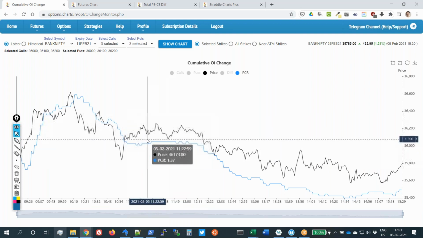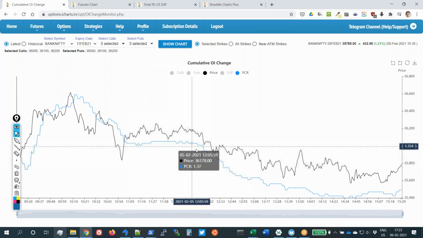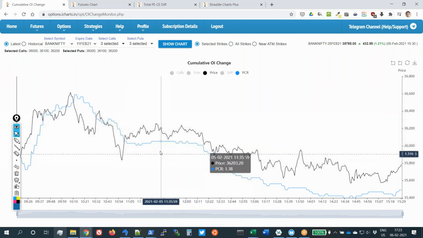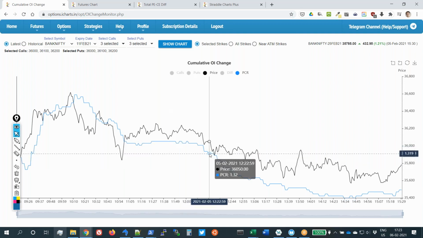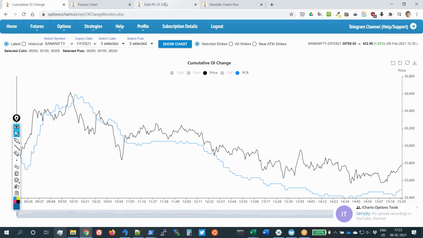So it is flat, and then it continues down. Once it breaks down, this blue line breaks down again below. The PCR trend turning down is nothing but either put writers are unwinding, and/or call writers are building their position. So they are adding. So a lot of call short buildup has been happening. So that's why this is going down. So it is bearish.